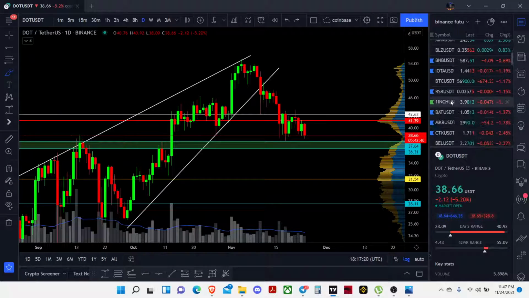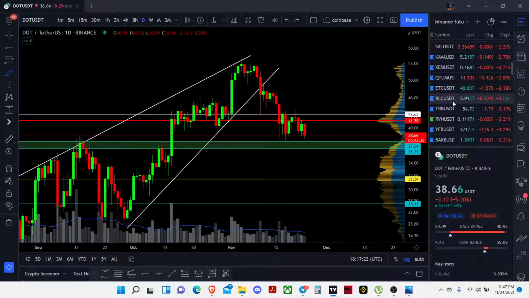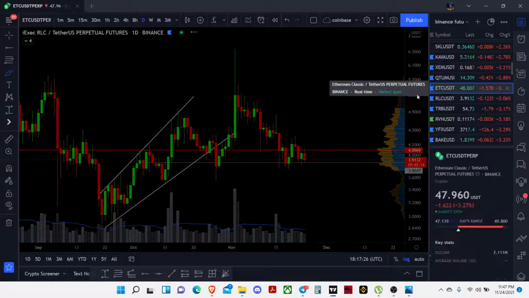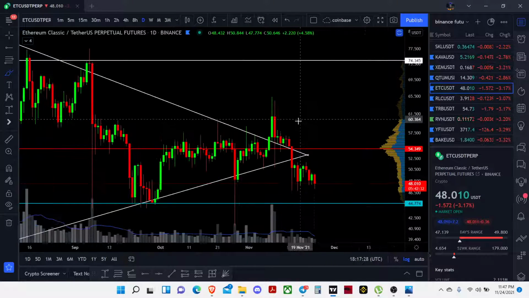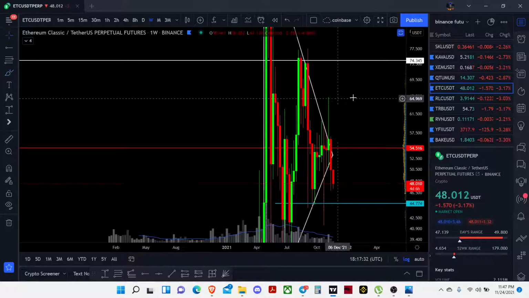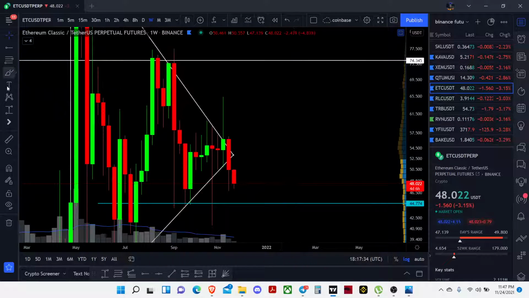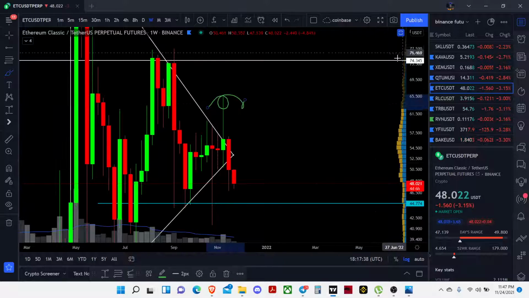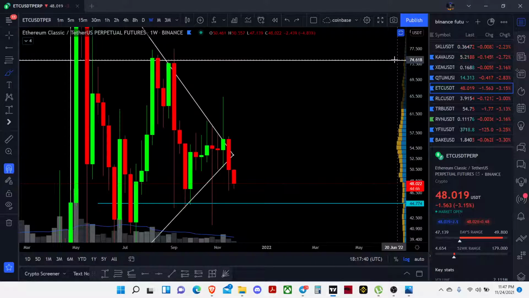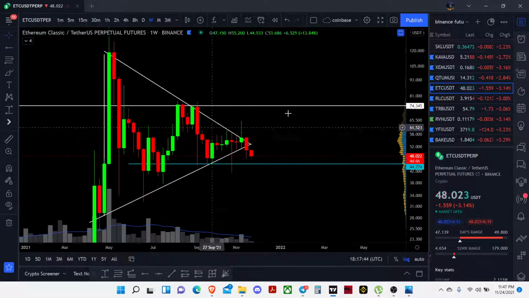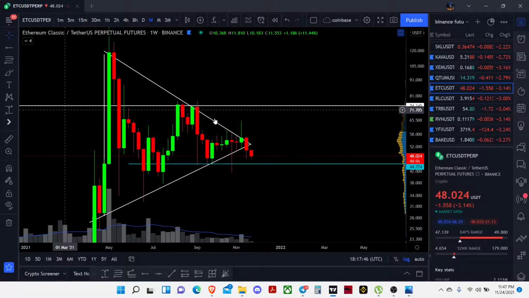Why is DOT not pumping? It was a good altcoin. Why, man? Why is it not pumping? Oh yeah, ETC. So it did a fake out. Actually, it was a fake out. So look at this, we couldn't get a daily or weekly candle close above it. I always said to you guys, for trading, never trade over the weeks.